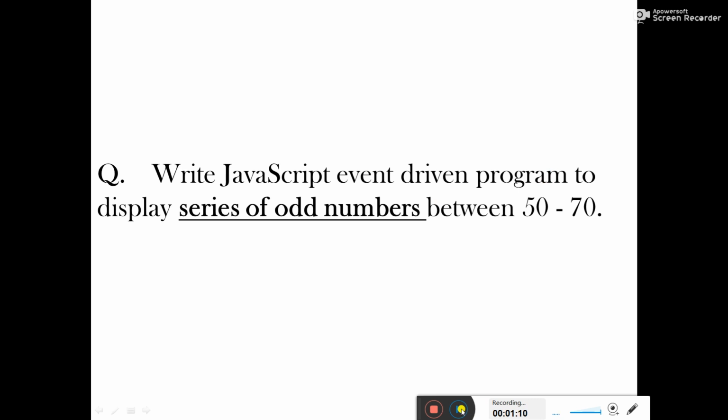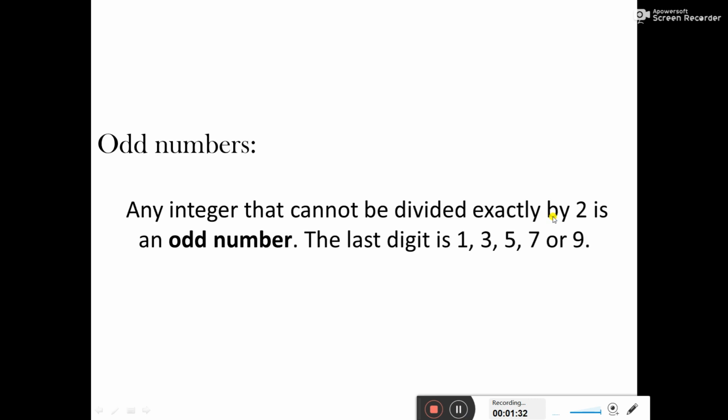This is the question, write JavaScript event-driven program to display series of odd numbers between 50 to 70. In previous two questions, I have explained what is event-driven programming. We need to create a button. By clicking on that button, we need to call a function. In that function, we are supposed to write down the programming. Correct? So again, we are going to do the same thing here.